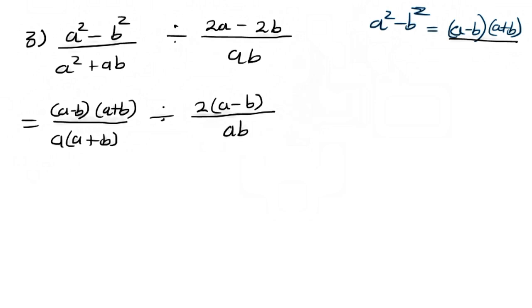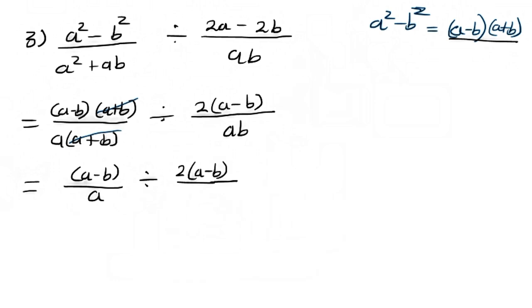Okay, now let's see if we can eliminate something. So a plus b is gone, a plus b is gone. So let's rewrite what we are left with. We are left with (a minus b) all over a, divided by 2 into bracket (a minus b) all over ab. We have to reciprocate the expression at the right hand side, right?